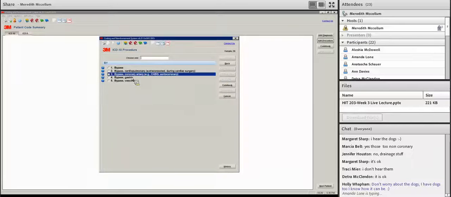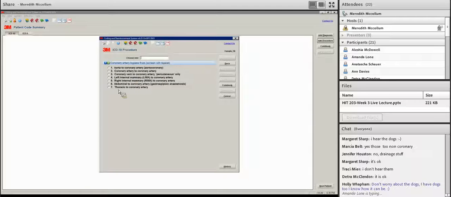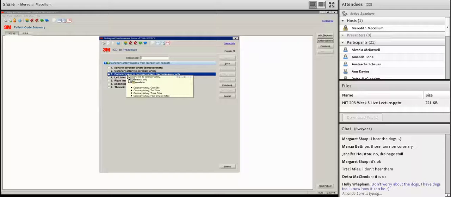So if they're doing a CABG, the next thing that they are looking at is where is it going to? I'm sorry, here, let me move this. Is it going from the coronary artery to coronary artery? Is it going from the mammary artery to the coronary artery? Or where is it going?